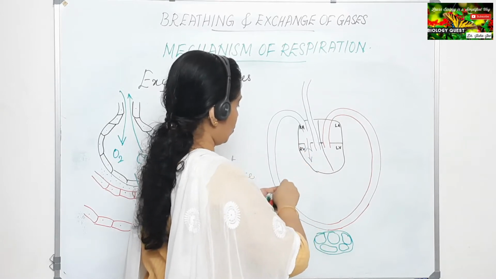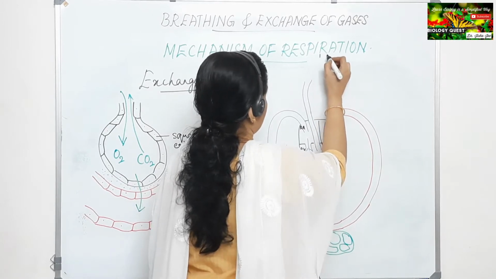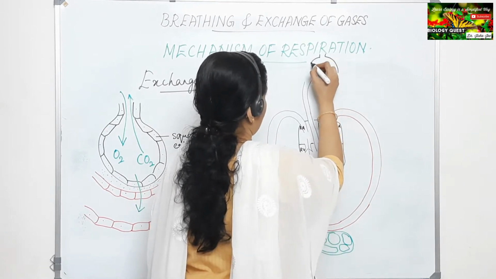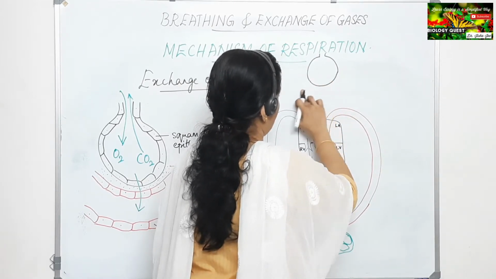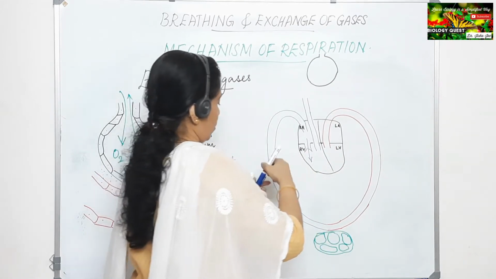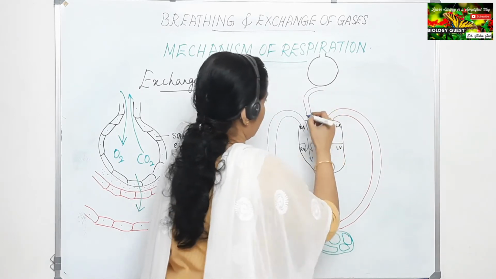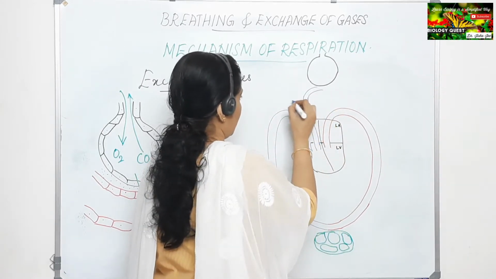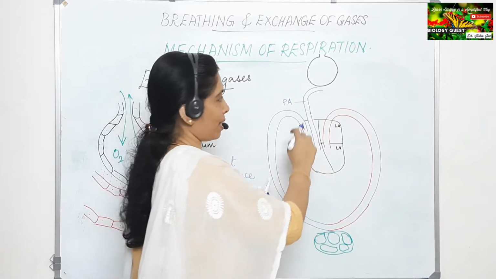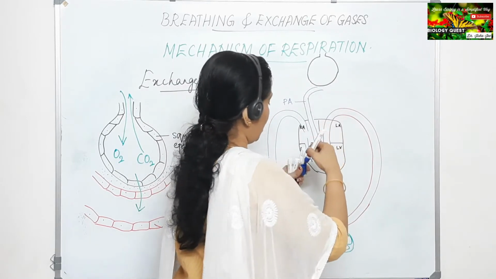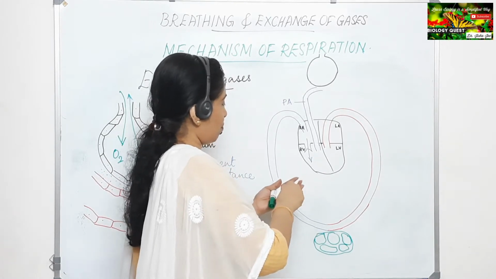Here I am just drawing one alveolus. That is one alveolus I am drawing there. That is the alveolus. So that is the pulmonary artery carrying the deoxygenated blood from the right ventricle into the lungs. Here I have just drawn one alveolus alone so that you can understand better.